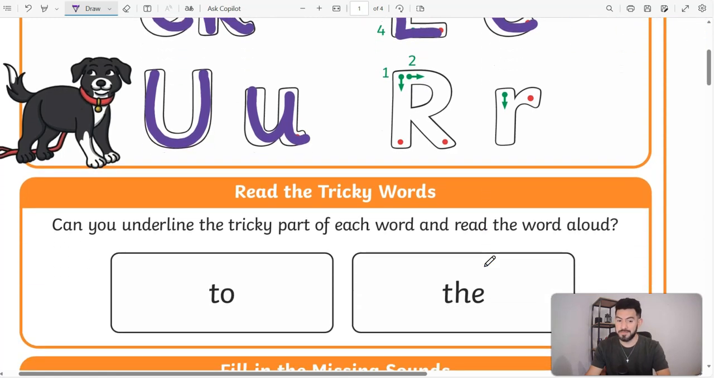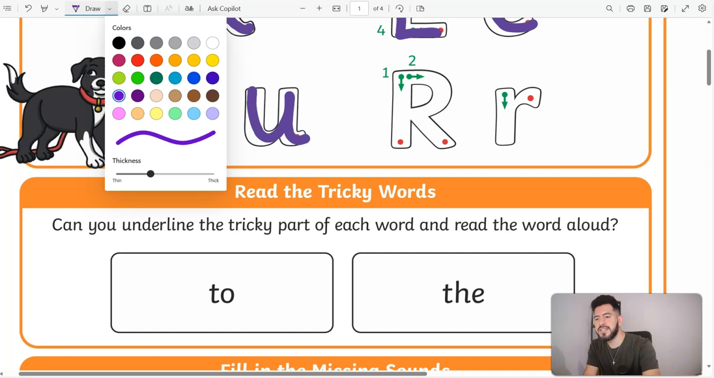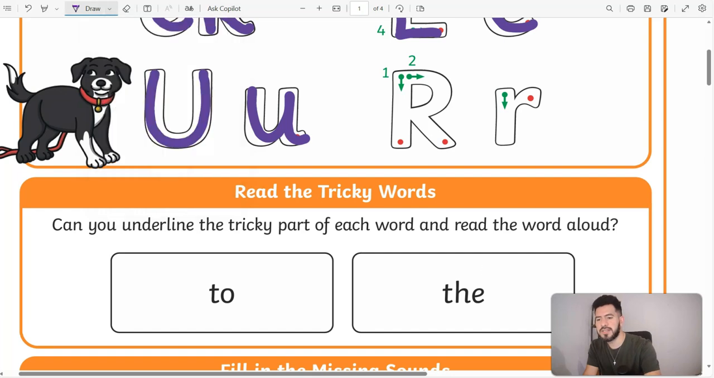The next part is something that we need to know how to do. In this part, you will underline, look, here it says underline the tricky part of the word, okay? En esta parte vamos a subrayar la parte engañosa de la palabra que nos toque, okay?